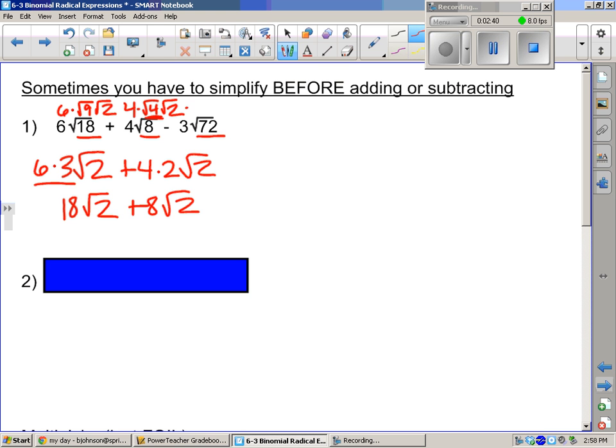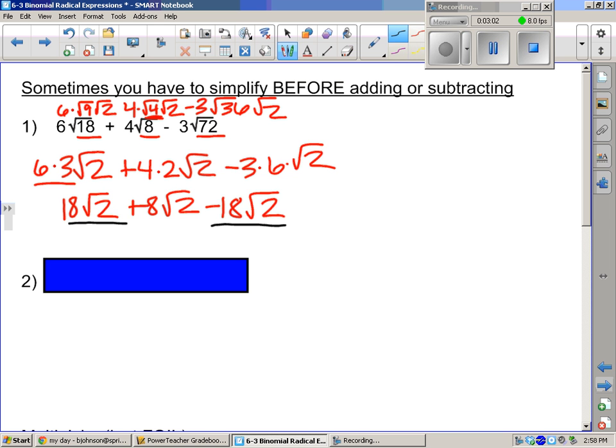And then last one, I've got the minus 3 out in front. I'm going to split 72 into root 36 and root 2. So that becomes minus 3 times 6 times root 2. So that'll be a negative 18 root 2. And now, are they like radicals? They all have root 2's. That's right, square root of 2. So then we would put them all together. Well, I see right away, these are going to cancel. So 8 root 2.